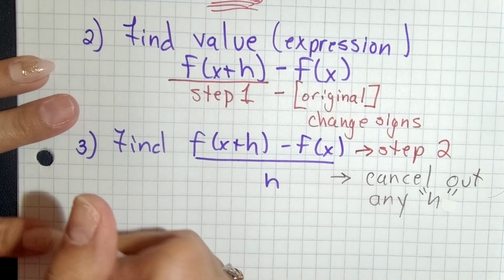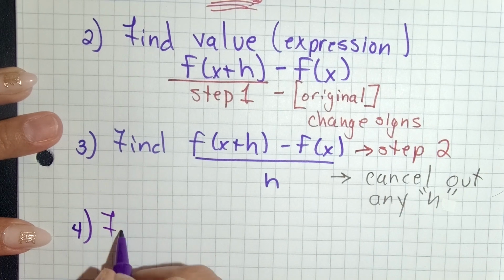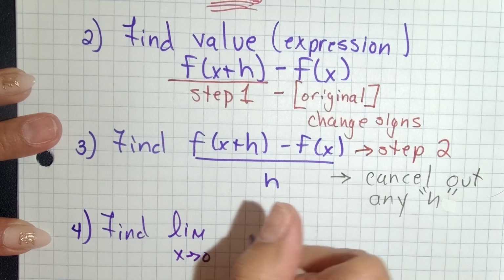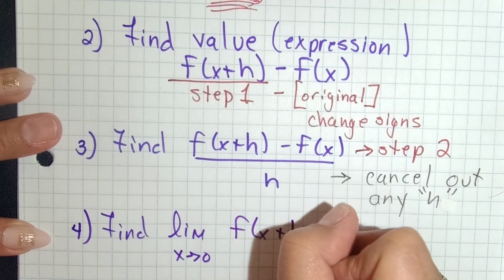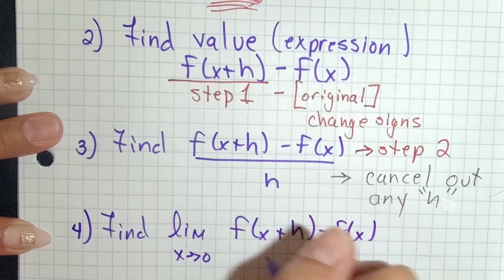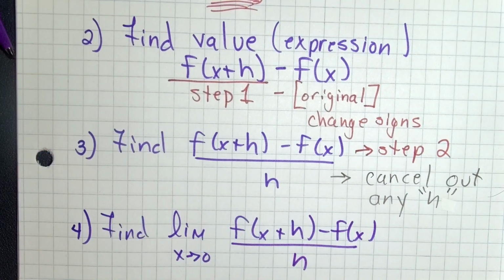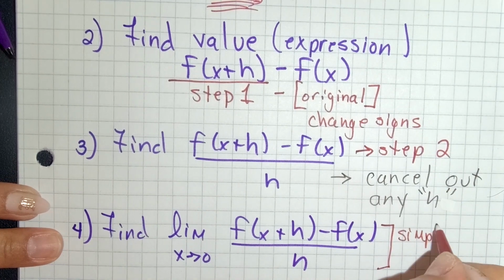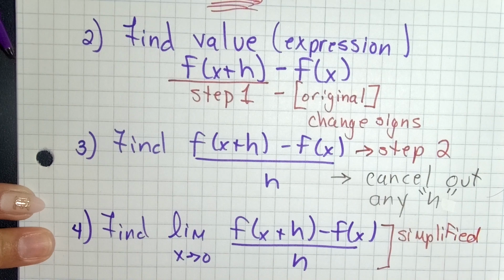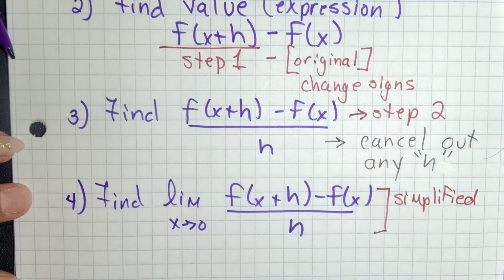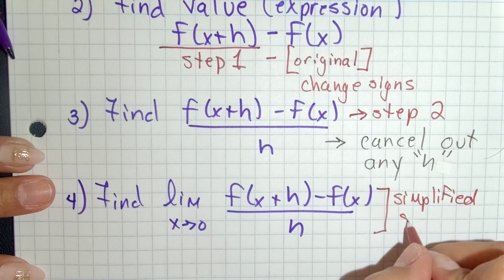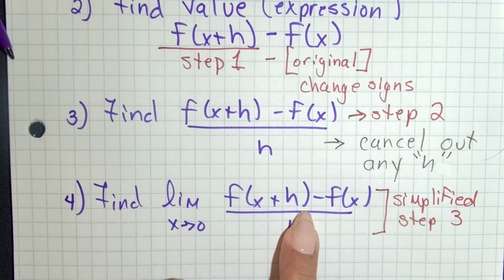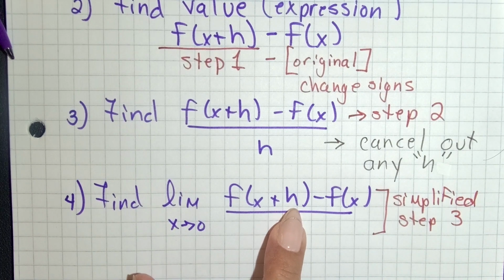And then step 4 is you're going to find the limit. This should be the most simplified version. Can you see? Am I off screen? In step 3, this should be simplified as much as possible before you move on to find the limit.